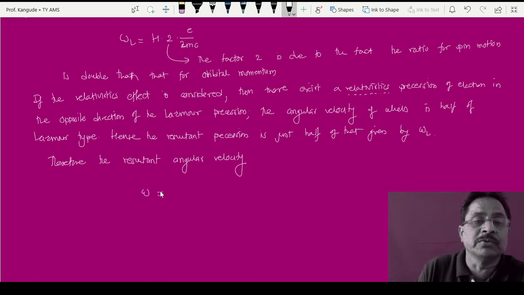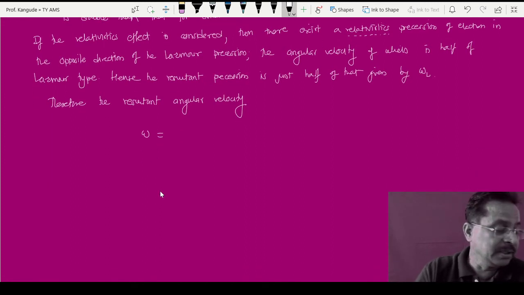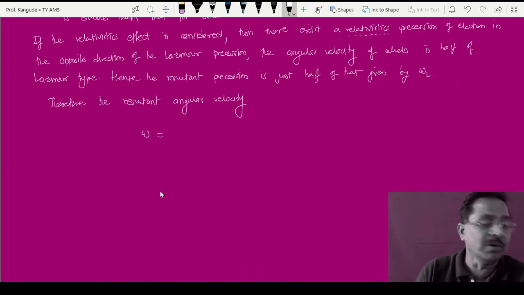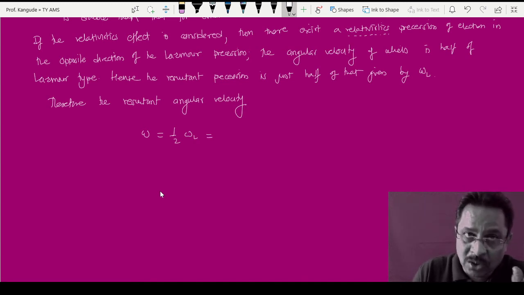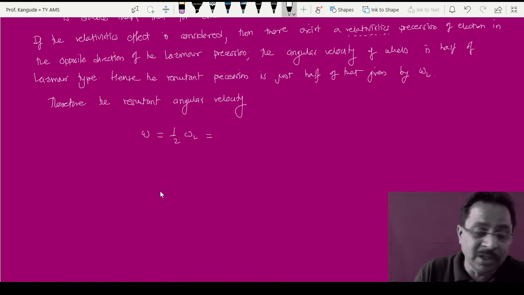omega is equal to, this is Larmor frequency omega L, here it is angular velocity omega, is equal to 1/2 of omega L, that is what replaces or removes this 2 earlier. That's what I said. Don't cancel that 2 there, because in between a lot of things are there.